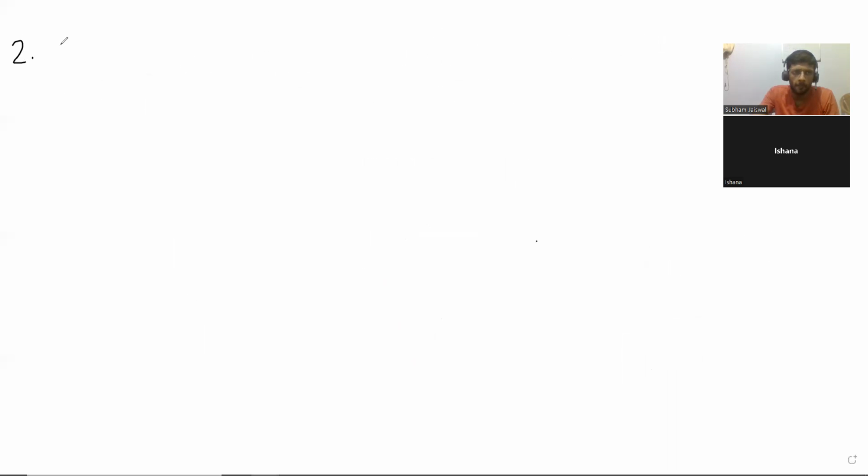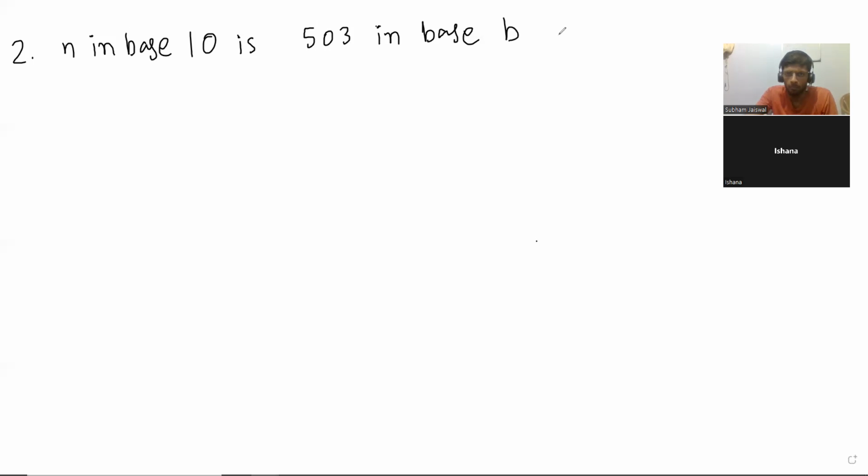A number n in base 10 is 503 in base b and 305 in base b plus 2. What is the product of the digits of n?